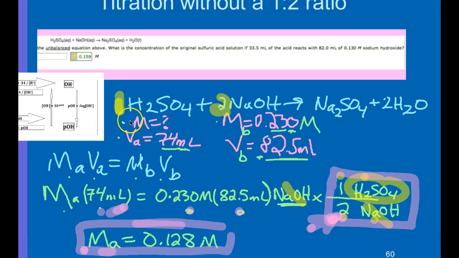We write down what you know of each part. Those are the acid parts. Those are the base parts. I chose MAVA is MBVB. I plug in my parts: volume of acid, the molarity of the acid, the volume of the base. And then I had to plug in this mole ratio. There's 2 NaOHs to 1 H2SO4. That's where the 1-to-2 ratio comes in. I do 0.230 times 82.5 divided by 2 divided by 74. And I get this molarity for the acid.